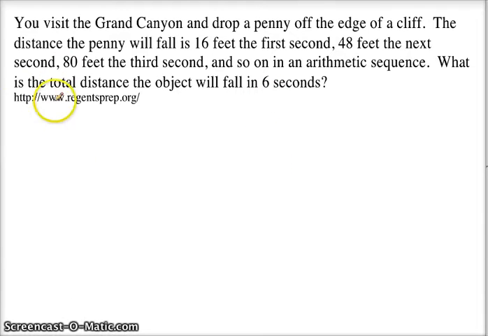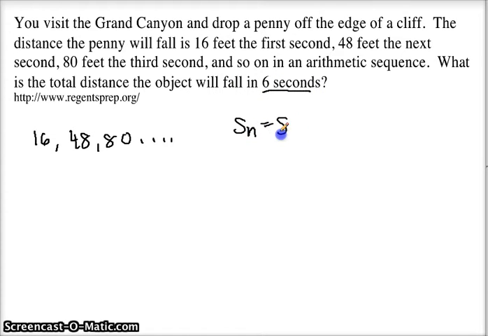So we know that the first second we have 16, the second second we have 48, then 80, and so on. We want to know the total Sn after 6 seconds, so basically S6. So I'm going to write the formula here: n over 2 times a1 plus an.